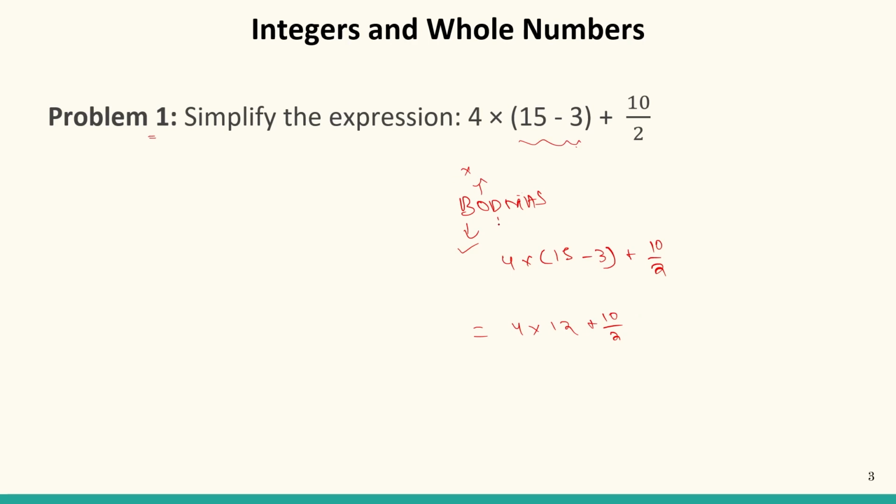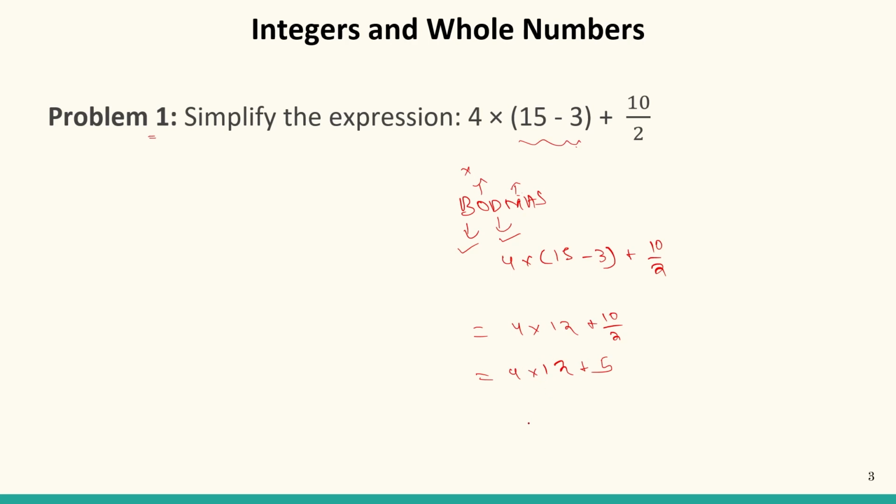So let's see if there are divisions. Are there any? Yes, 10 divided by 2, okay? So we need to solve this first. Next, simplify this: 4 multiplied by 12 plus 10 by 2 is equal to 4 multiplied by 12 plus 5, right? So we have solved the division. Then we have multiplication, okay? We need to see whether there is any multiplication in this expression. Yes, there is a multiplication involved.